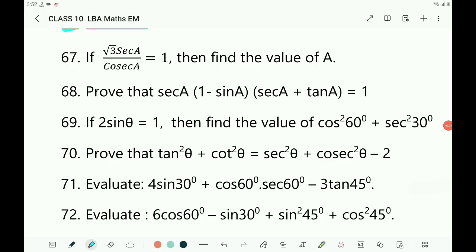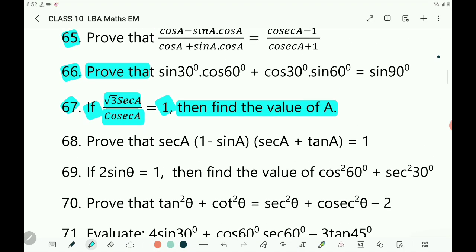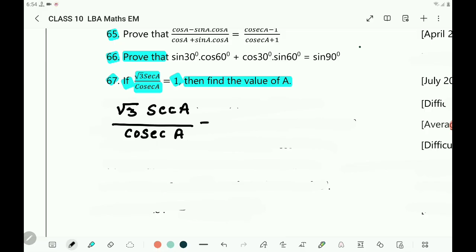Question number 67. What is that question? If root 3 secant A by cosec A is equals to 1, then find the value of A. What is given here? Root 3 secant A by cosec A is equals to 1. Write that. Root 3 secant A by cosec A is equals to 1. You start from this and get the value of A. That is the value of angle A.